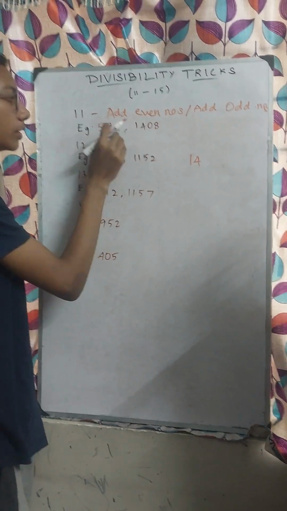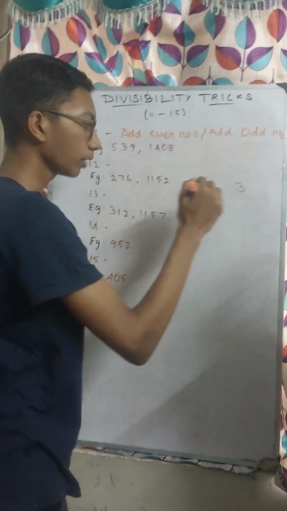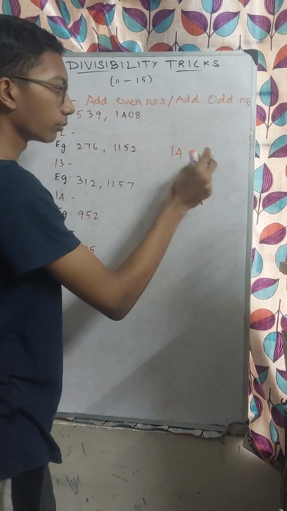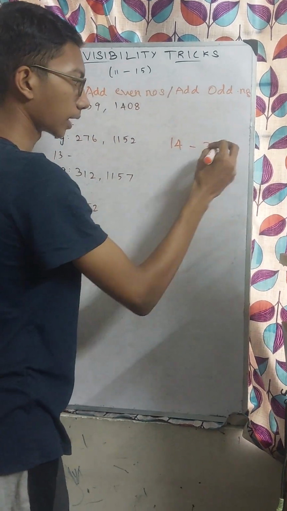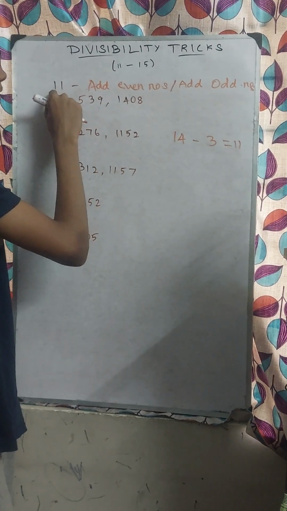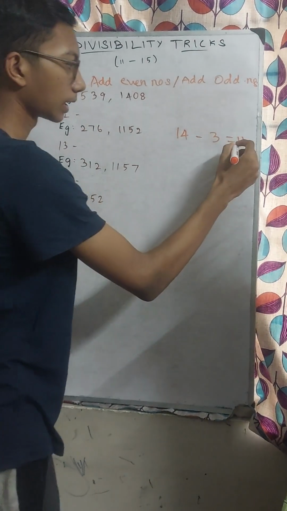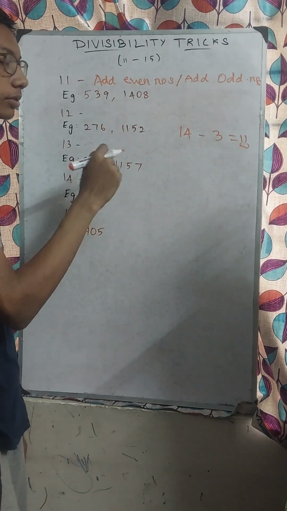The even term here is 3. What we need to do is subtract the lower number from the higher number. If we subtract, we get 11. Since this is the divisibility trick for 11, we get 11. So this number is actually divisible by 11.